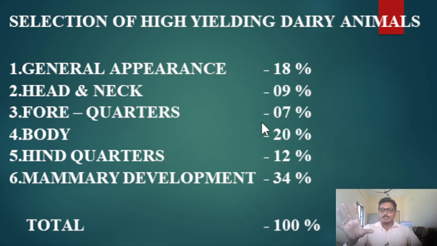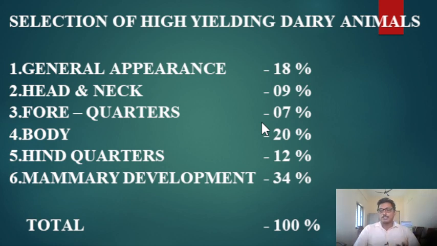Then after that, in these 4 quarters, we have to know everything. Every part has its own marks. Highest priority is there. For example, for the head and neck, we have to know that it has the importance of 9% of marks to gain high yielding capacity of that animal. And also, if you see the forequarter, it has 7% of marks. If you see the body, the center body, it should have 20% of weightage of marks. And the hind quarter has 12% of marks.